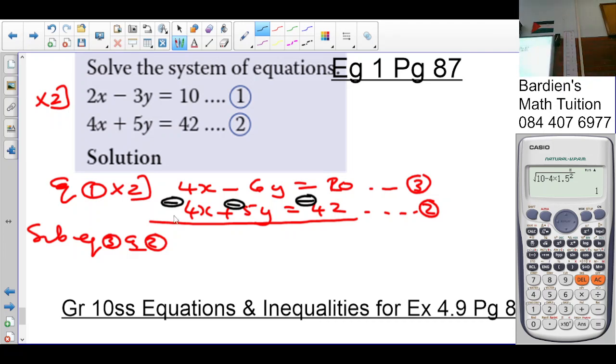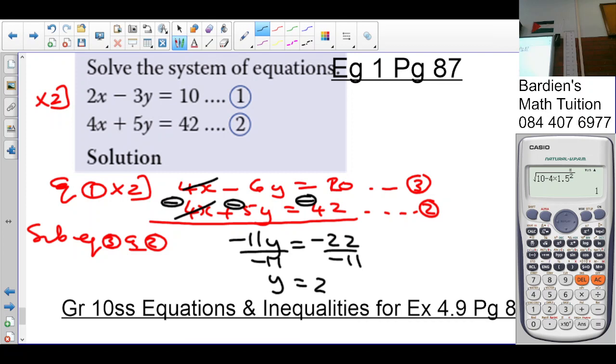So what is 4x minus 4x? Cancel. What's minus 6y minus 5y? Negative 11y. Equals 20 minus 42. You all got that? So solve for y quickly. Okay, you're too fast for me. Divide by negative 11 both sides. So y is equal to?